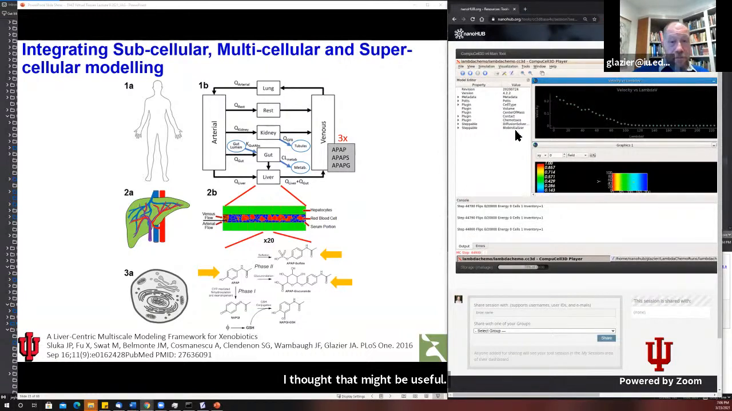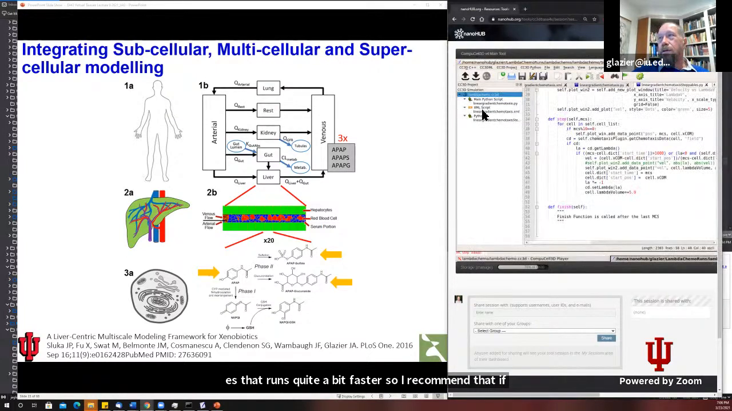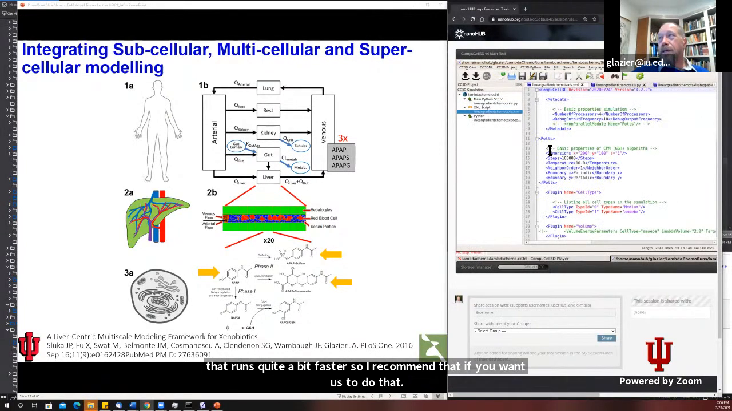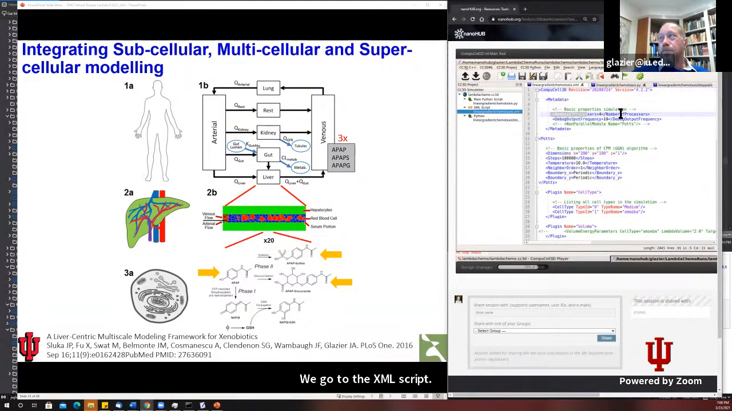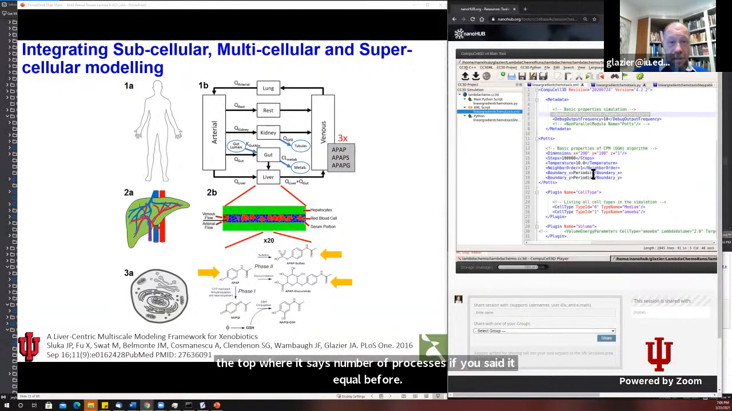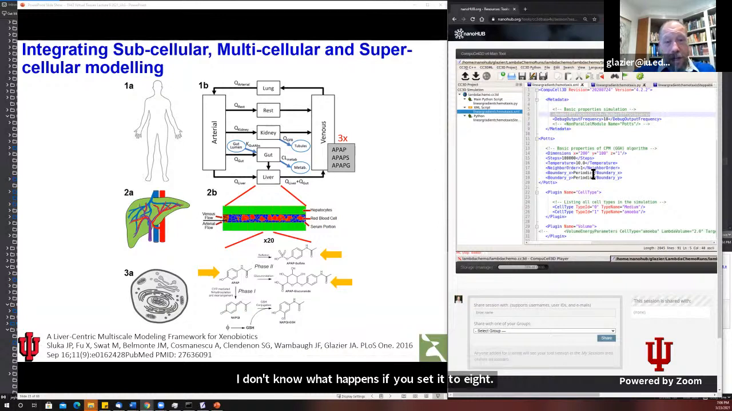And it does seem that if you tell it to use 4 processors, it runs quite a bit faster, so I recommend that. If you want to do that, go to the XML script at the top where it says number of processors. If you set it equal to 4, it should run a little bit faster. I don't know what happens if you set it to 8. I don't know how nanoHUB will treat it.